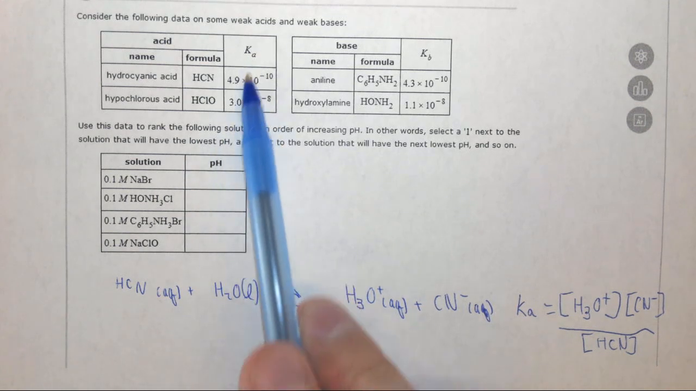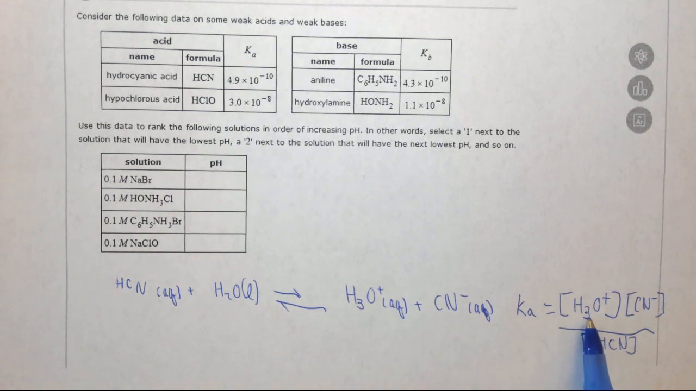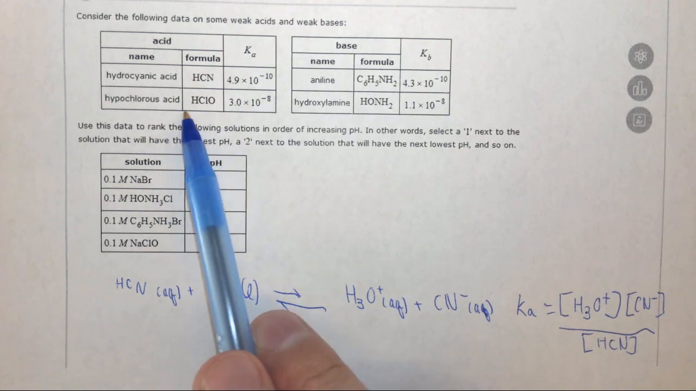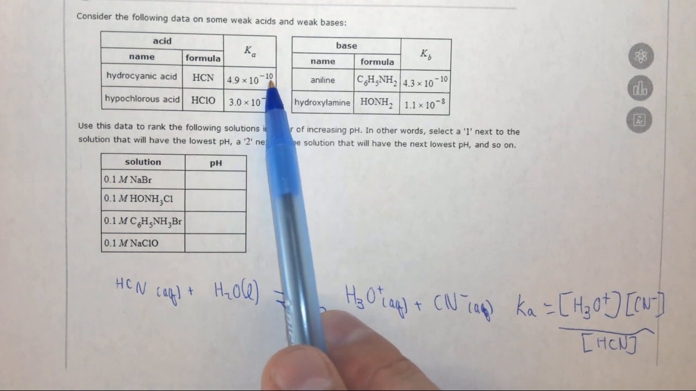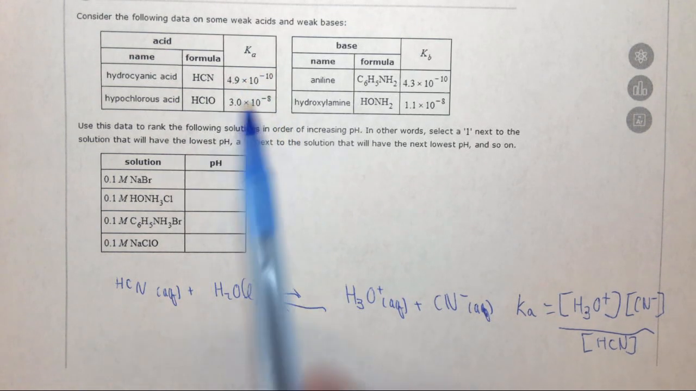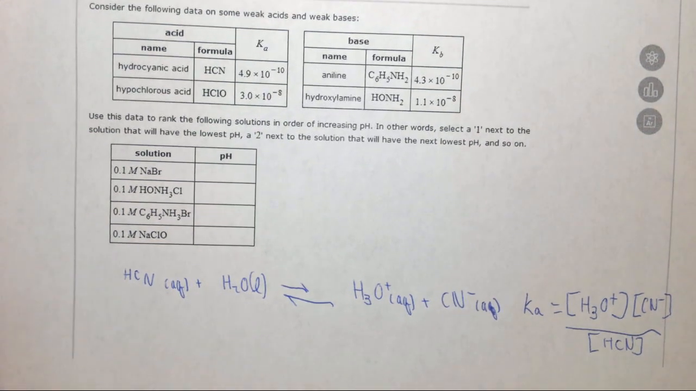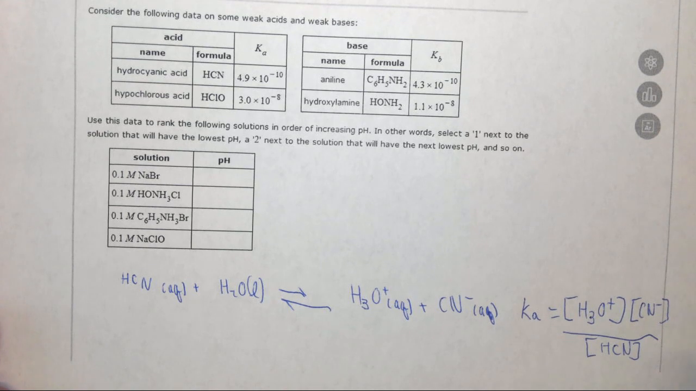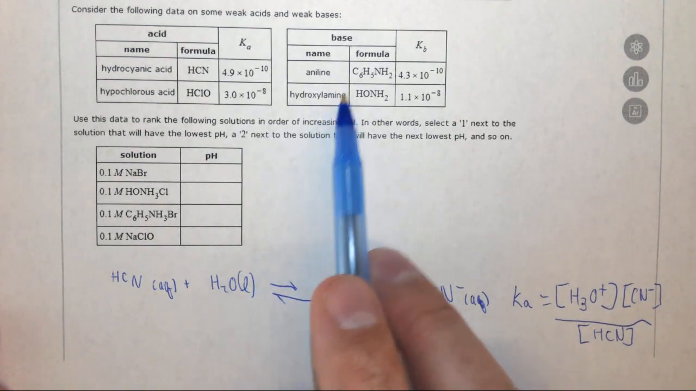So if we look at these Kas, the higher the Ka, the higher the concentration of H3O+, the stronger the acid. So in this case, hypochlorous acid has a larger Ka than does hydrocyanic acid. So this is a stronger acid, and therefore would have a lower pH, because acids lower the pH of a solution. Let's look at the Kb in the case of aniline.